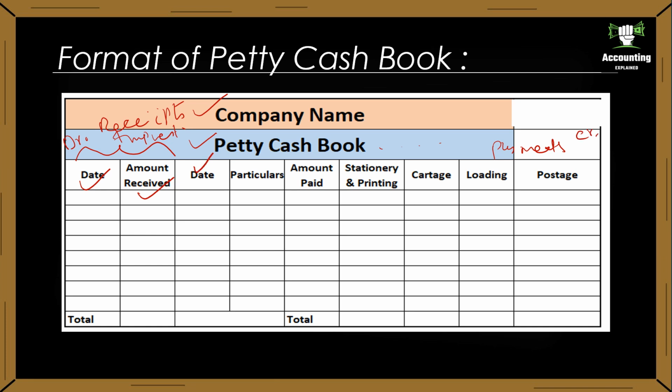On the payment side it will have date, particulars, and amount paid, whatever is the amount paid for that particular expense. And the particular expenses which we incur are categorized in a columnar way. See here, for example, it is stationery and printing in one column, cartage in another column, loading, postage, telephone, telegrams, and miscellaneous expenses, it may go like that. Okay. And at the end, the total of the receipts will be written here, and the total of the amount paid will be written here.